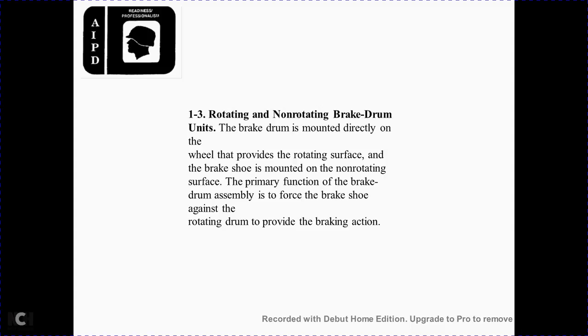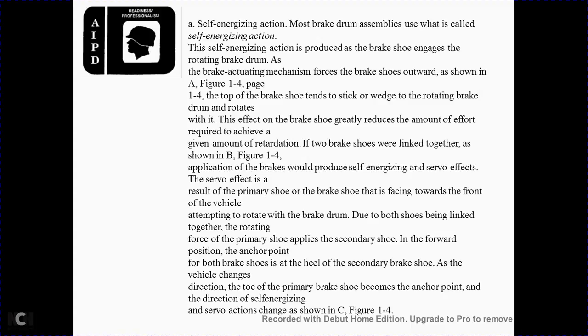Figure 1-3, rotating and non-rotating brake parts. The brake drum is bolted directly on the wheel to provide the rotating surface. The brake shoe provides the non-rotating surface. The primary function of the brake shoe is to force the lining against the rotating drum to provide braking action. Self-energizing action: self-energizing is produced when the brake shoes engage with the rotating drum during the brake action.